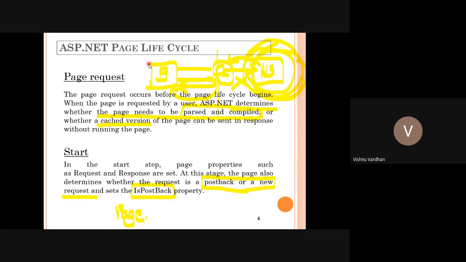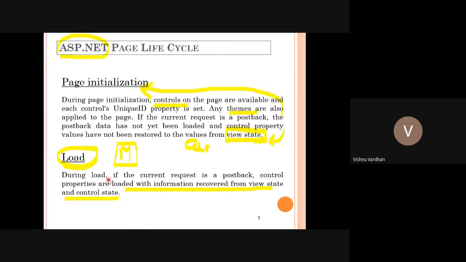Okay, so we are not talking in terms of the browser, but we are talking in terms of the web server's processing cycle. So that's why the load is not the load of your web browser. It is loaded in the memory of the web server. So with all the postback information, with all the view state information, control information, the things are actually loaded up in the memory of the web server.